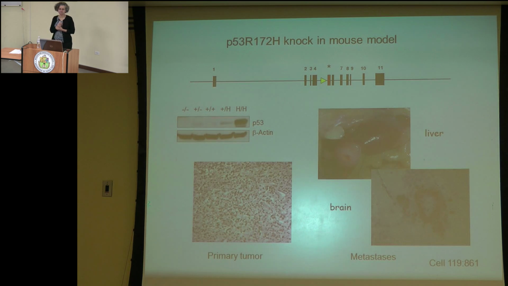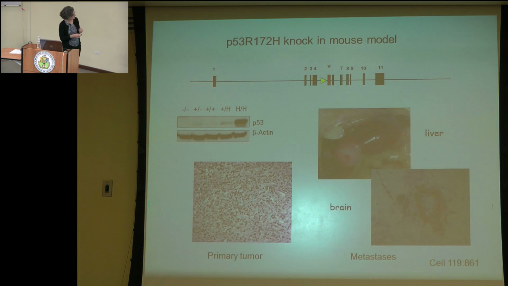Okay, so Dr. Strong and I have had a long-term collaboration, and she basically tells me what kinds of mutations are occurring in human cancers, and I tell her, well, I can model that in a mouse. So a while ago now, we made a mouse with this mutation. It's an arginine to histidine mutation at amino acid 172, and it corresponds to one of those hotspots that I showed you in the previous slide.